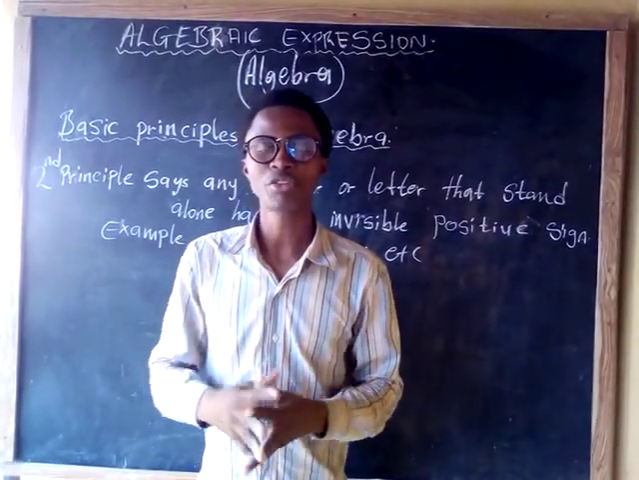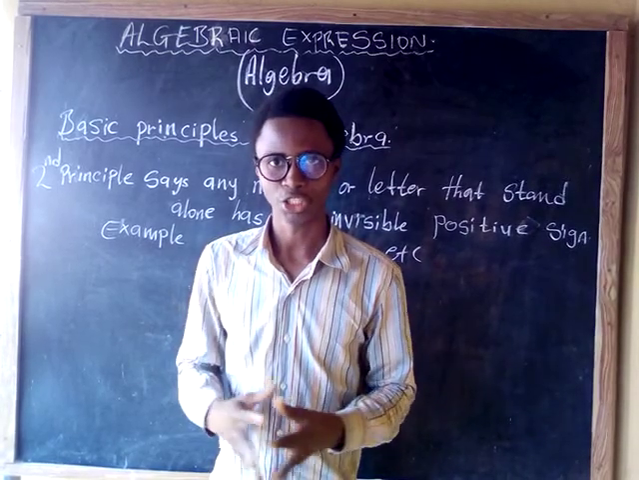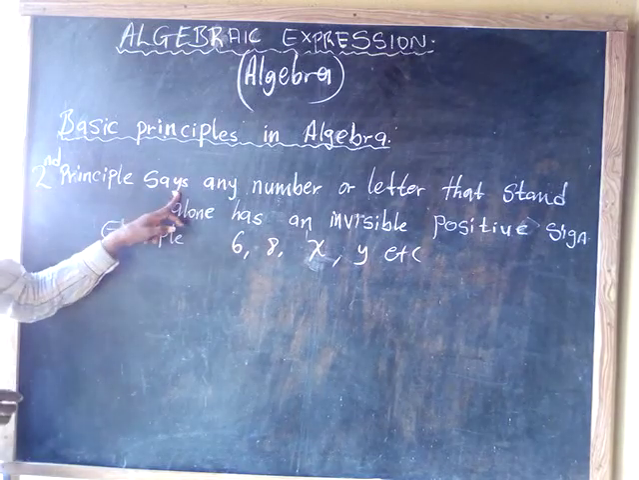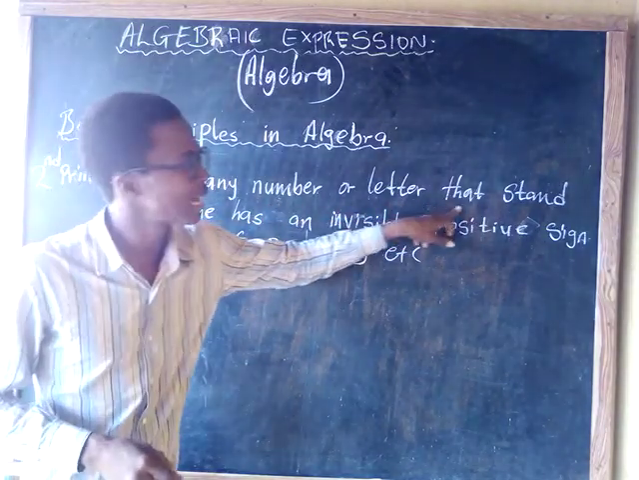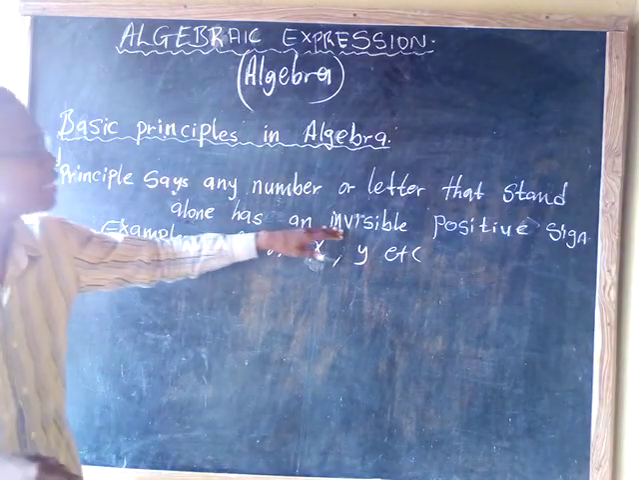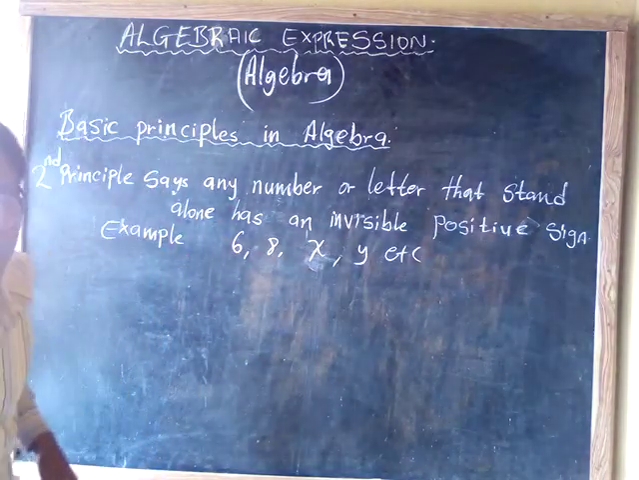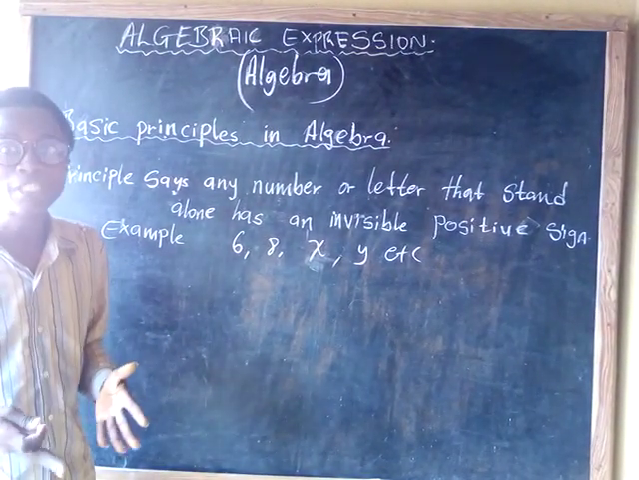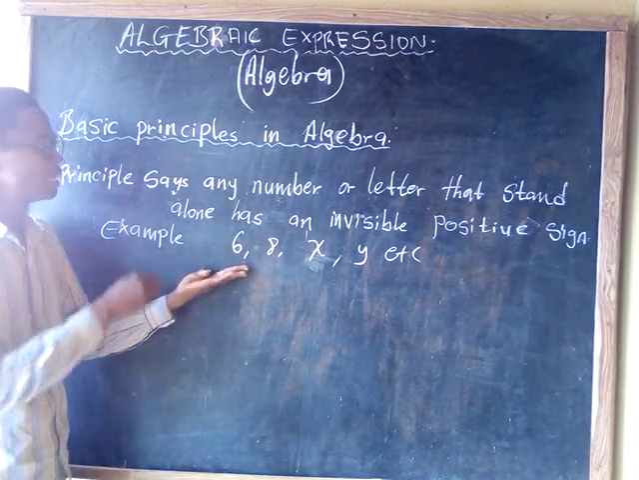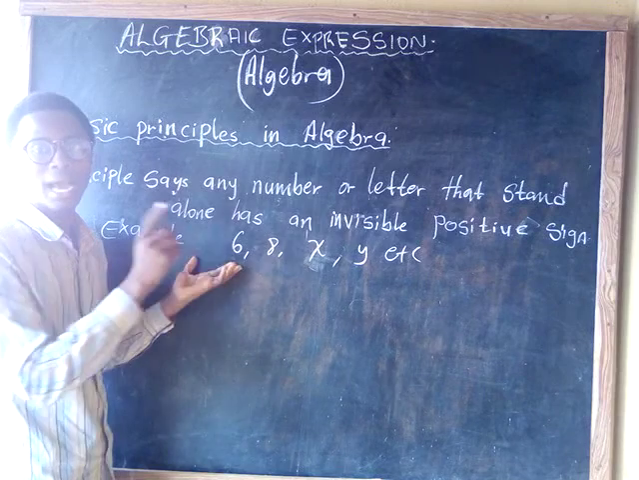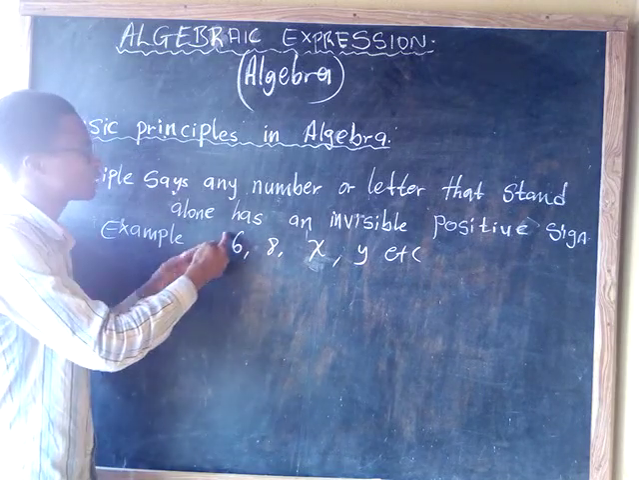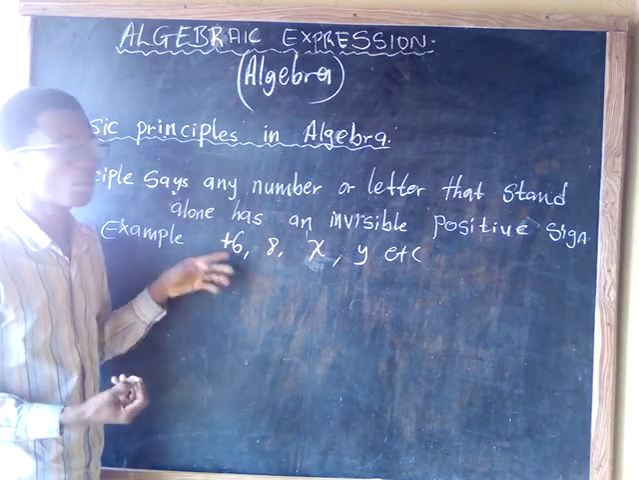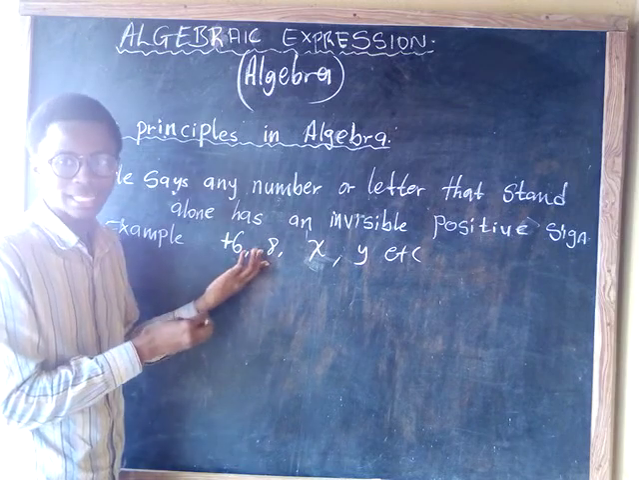Now we move to the second principle of algebra. The second principle says any number or letter that stands alone has an invisible positive sign. For example, this number 6 that stands alone has a positive sign. Meaning, it is invisible, you cannot see it, but it is there. This number 8 that stands alone has a positive sign.